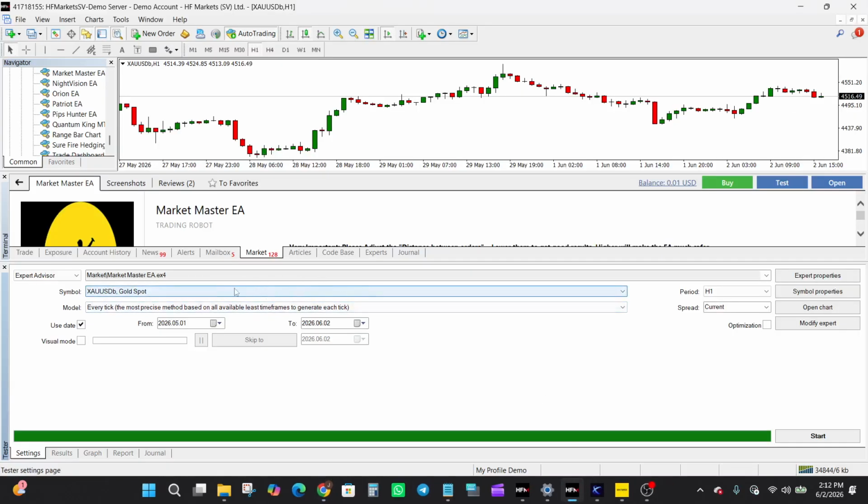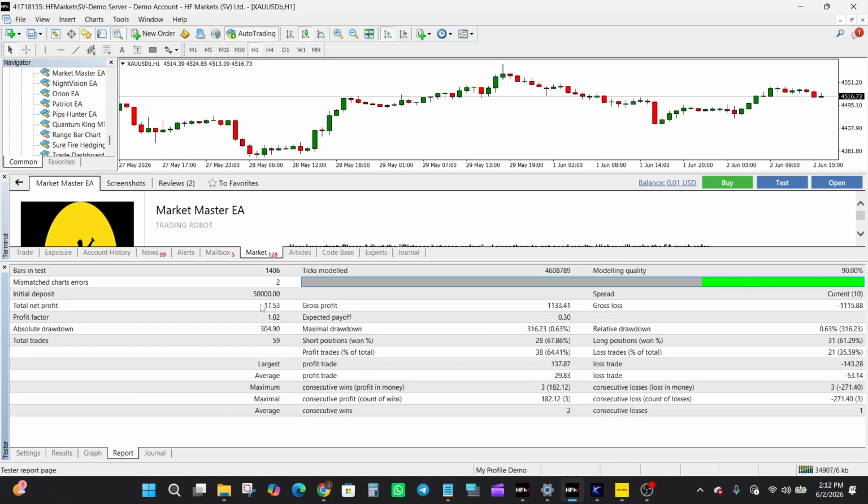So we're testing on gold, H1 time frame. We are using the every tick model, testing from just over the past month, okay, or just for want of time, we are testing over the past month, and the results are out already, and we can see that from an initial deposit of $50,000, a total net profit of $17.53 was made. Largest profit was $137.87. Largest loss was $143.28. The average profit was $29.83, and the average loss was $53.13.